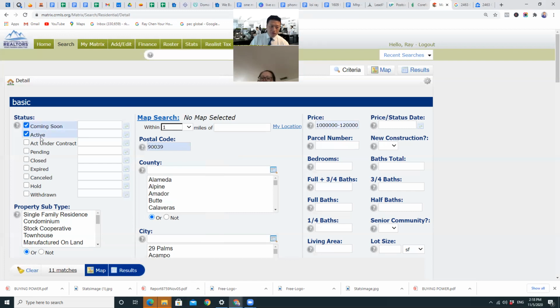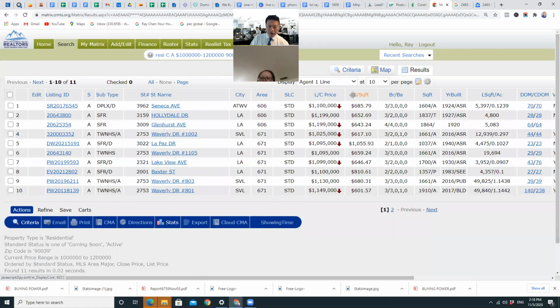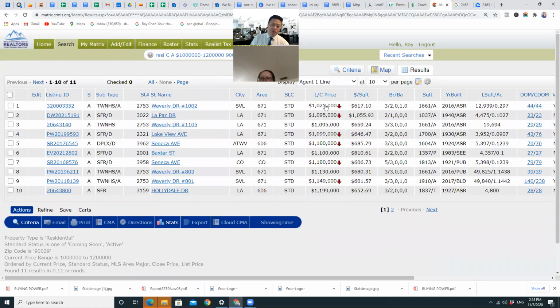So for this, we do the coming and active first. So there's 11 listings. It's very easy. You just change to 10 per page and then rank it by the price. That way, let's say if there is a 1 million, there's 10 at 1 million, you don't have to count one by one. You know what I mean? You know there's 10. So for active, we're going to do 1 million.